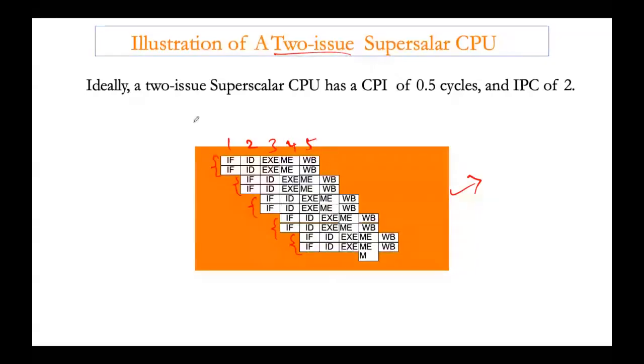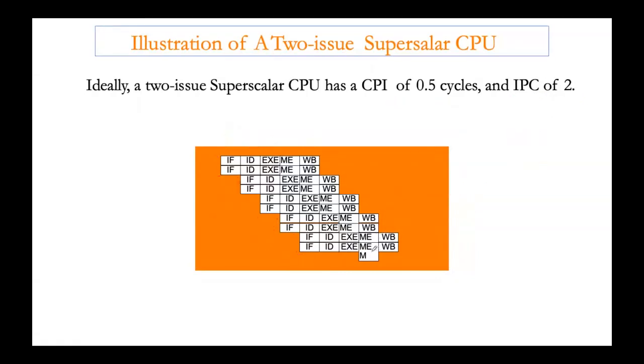So ideally, a two-issue superscalar has a CPI of half. In the single instruction case we have seen in the previous example, only one instruction is issued per cycle. But here it is taking two instructions per cycle. That means every instruction takes 0.5 cycles, and the instructions per cycle, IPC, is 2 here.